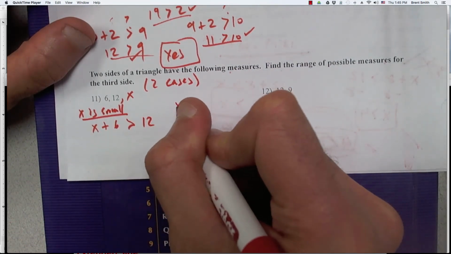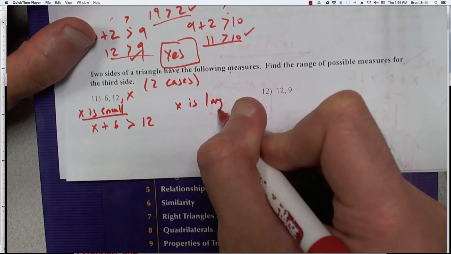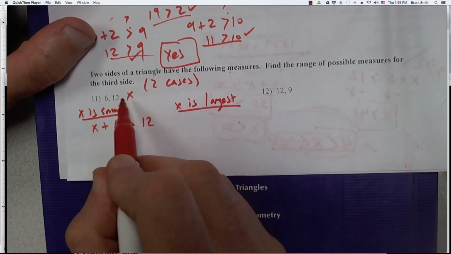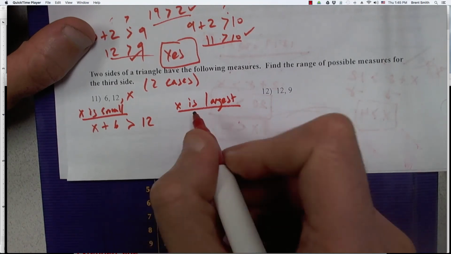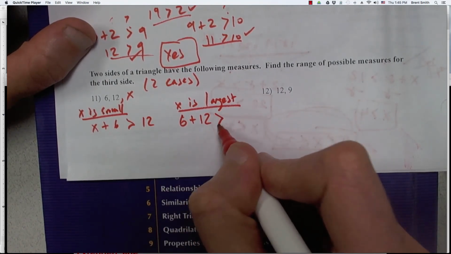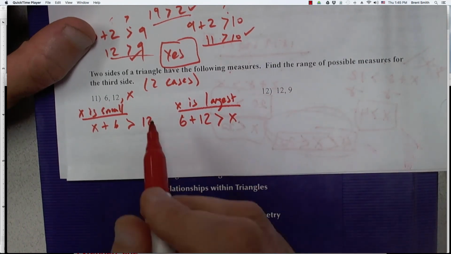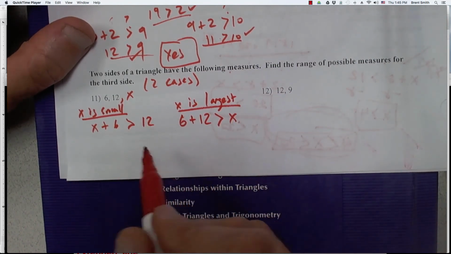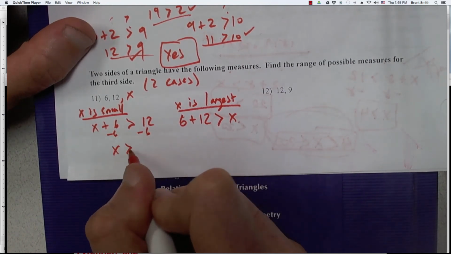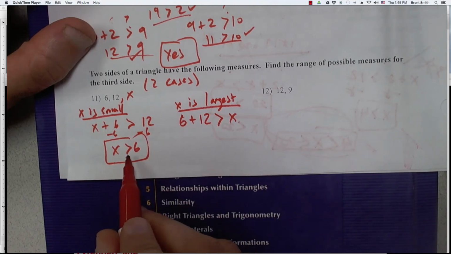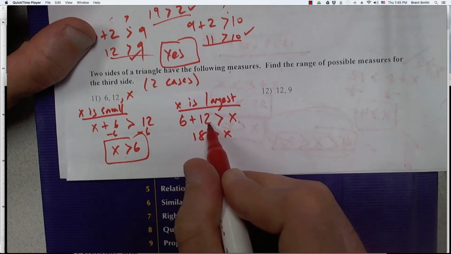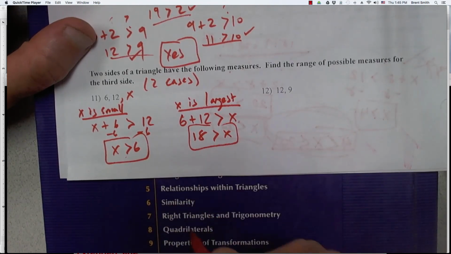The other case is if x is the longest side. So if x is the largest, or the longest side, I guess I should say, then this is the big one, and these are the two little ones, 6 and 12. So your inequality is 6 plus 12 has to be bigger than the third side, which is x. Right, these are the two cases, and we just solve it with a tiny bit of algebra. So we subtract 6. So x has to be greater than 6. That's one condition. And on the large end, if we combine, we get 18 must be greater than x, or read the other way, x is less than 18.